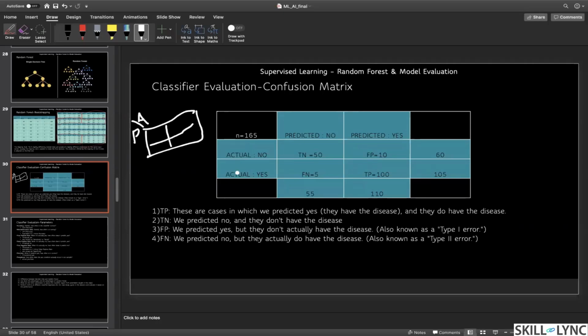When you have actual ones and the predicted is also the same, then it is called true positives. When actually it is no or zero and the prediction is 1, then it is false positives. When actuals are no and the predictions are also no, then it is true negative. When the actuals are yes and the predictions are no, then it is called false negative.